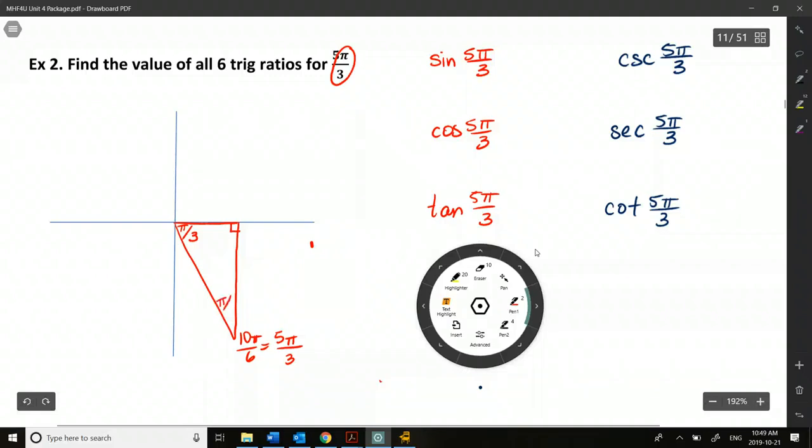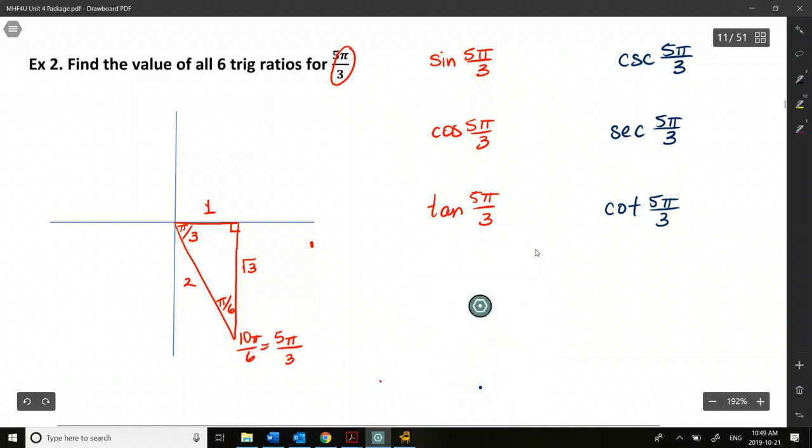So this is pi over 3, pi over 6, and the right angle. Across from pi over 6 should always be 1. Across from pi over 3 is your root 3. And then across from your right angle, your hypotenuse, should be 2 here.